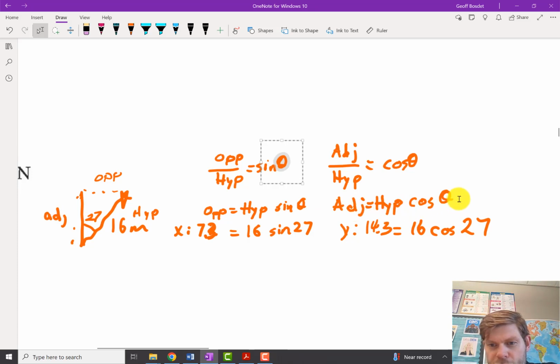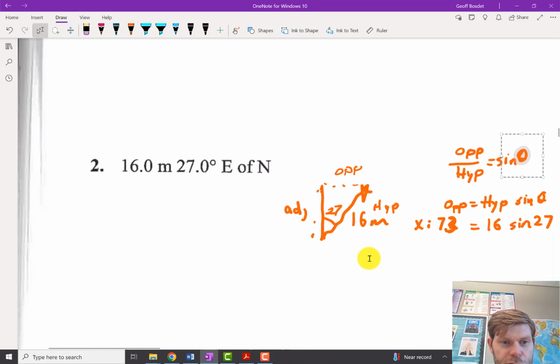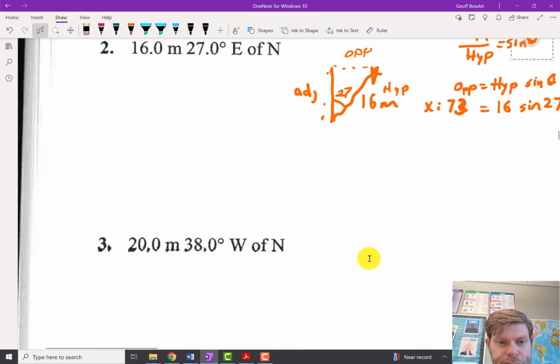All right, so for this one, if we want this adjacent side, we just plug it in. Our adjacent, our vertical component, is just going to be 16 times cos 27, and that gives us a vertical component of 4.3. So that's how you do this one. Well, let's do the next one.